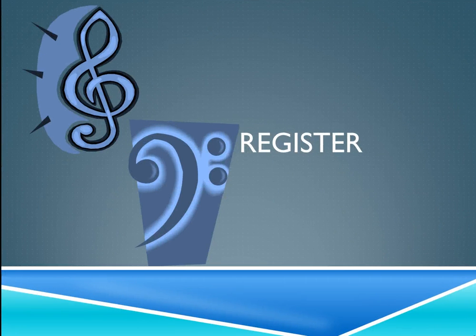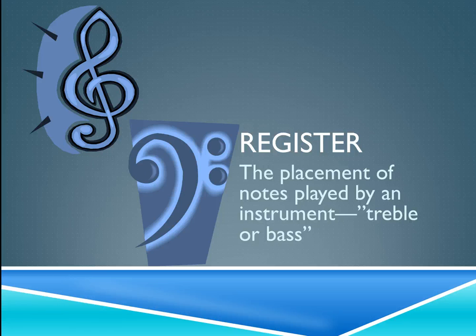The register, though, is treble or bass. So the placement of notes played by an instrument, whether it is actually treble or bass. So is it a high sounding register or is it a low sounding register? Be careful. I don't know how many times I see a student write that the bass was played in the treble register. Be logical about it, please.